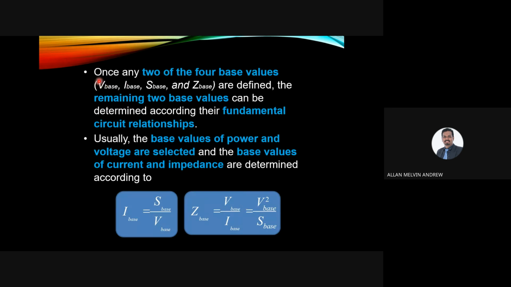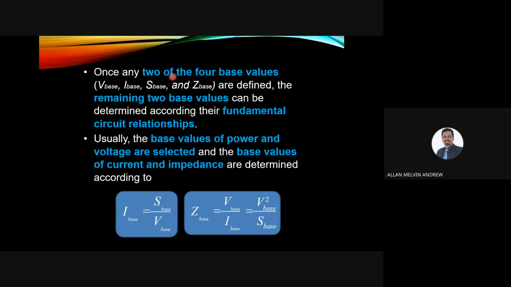Okay. Once any two of the four base values are defined, the remaining two base values can be determined according to their fundamental circuit relationship. So this is the fundamental circuit relationship. Okay, no worries. All these formulas I will give in the appendix, so you don't need to memorize. You just need to know how to apply it, if I give this question in the exam.